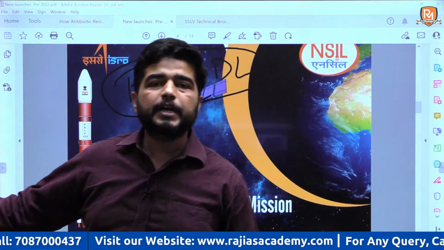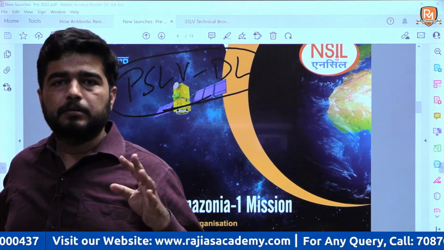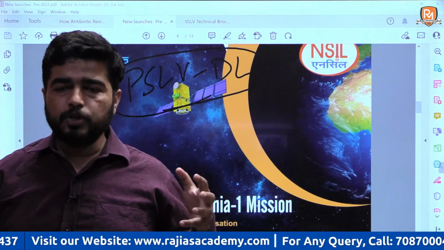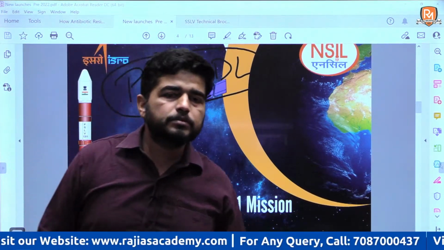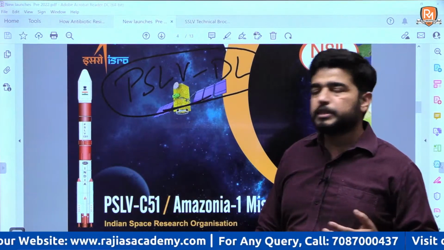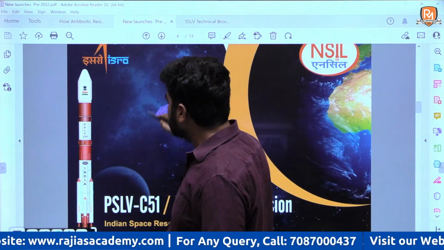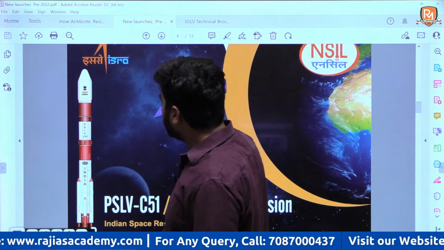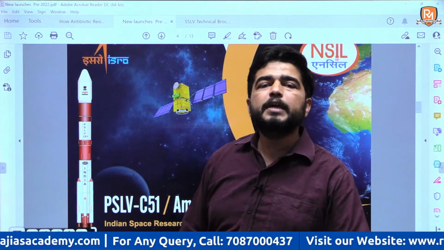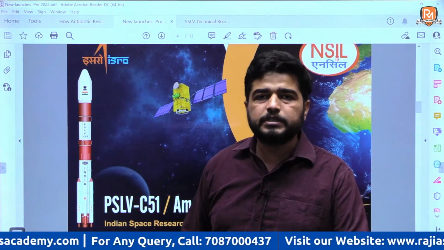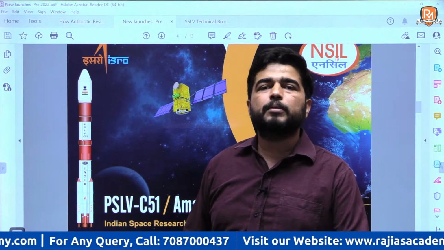The PSLV DL variant has 2 step-ons of 12 tons. Step-ons are used for providing more thrust. Okay, so what was the main satellite in this? The main satellite of this launch was Amazonia 1, to study the deforestation of the Amazon forest. This was designed by Brazil and launched for Brazil.